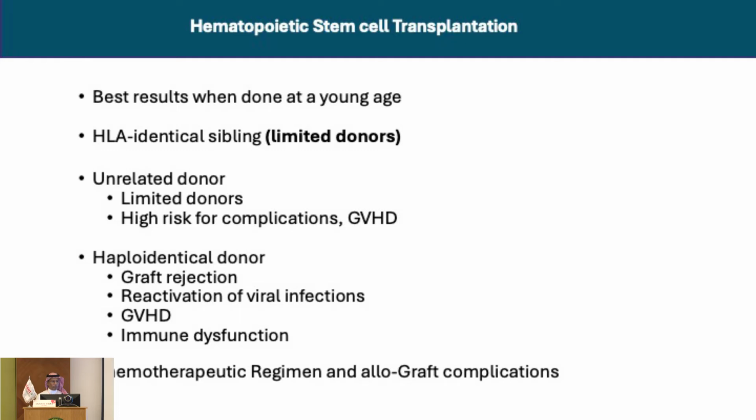So first, stem cell transplantation: best results are when this procedure is done early in life. That means usually children, preschool age is ideal. However, we have a limited number of donors. Yes, in Saudi Arabia, we have much higher chances of having an identical sibling donor, but still there are a significant number, at least 40%, who do not have donors. And the options are either unrelated donor or haplo-identical.